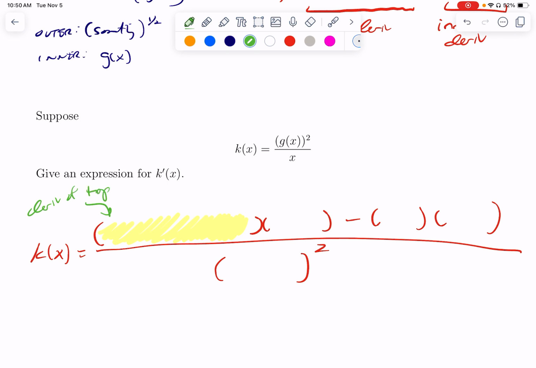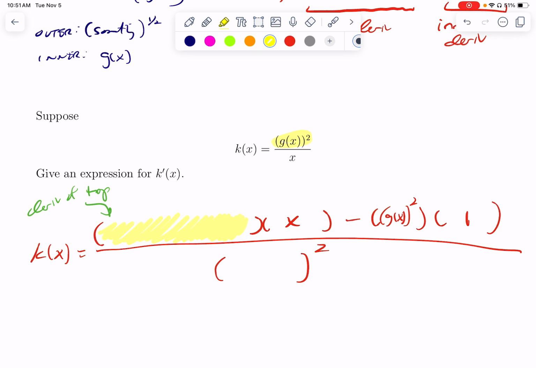I'm going to leave that blank for now because that's the hardest part. And now we'll just fill in the rest. So it's the derivative of the top times the bottom minus the top, which is g of x squared, times the derivative of the bottom, which is 1. So now we just want to focus on what is the derivative of this thing on the top.